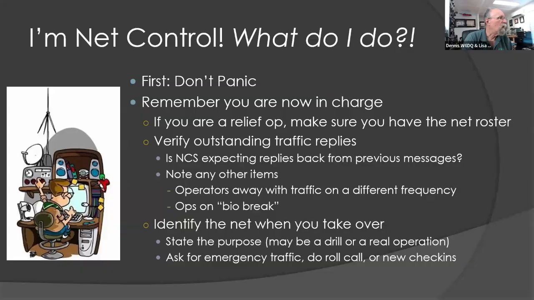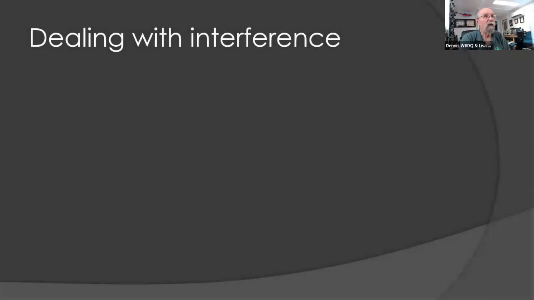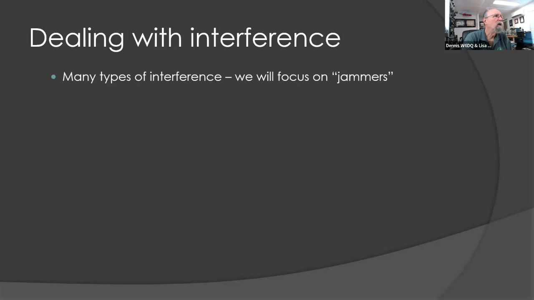Okay, the last thing I want to talk about is interference. Interference can take a lot of forms, but I really want to focus on what we call jammers, because you're bound to run into them sooner or later on any frequency, whether you're on a repeater, on VHF, UHF, or on HF. We get jammers. So how do you deal with a jammer?